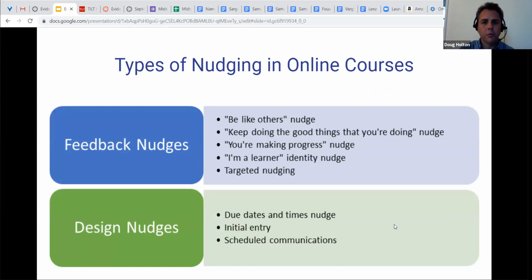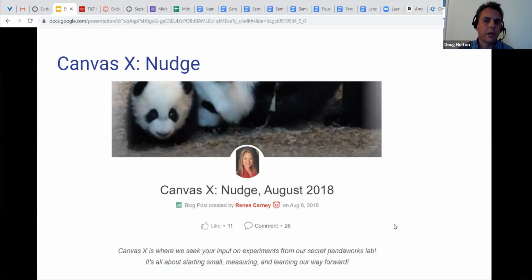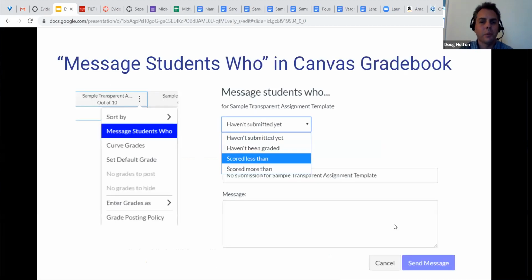I did want to mention, before I show you how you can do it in Canvas some different ways, Canvas is working on a special new nudge tool. They call it Canvas X, like experimental. I haven't heard yet when or if it will be released, but this is a tool that, from what I understand, will do things like, say a student hasn't turned in an assignment yet and it's due the very next day, this can automatically send them a reminder. Until we get that tool, you can kind of manually do that, like with this Message Students Who feature.